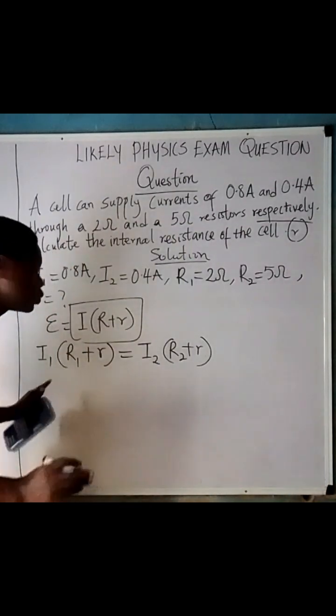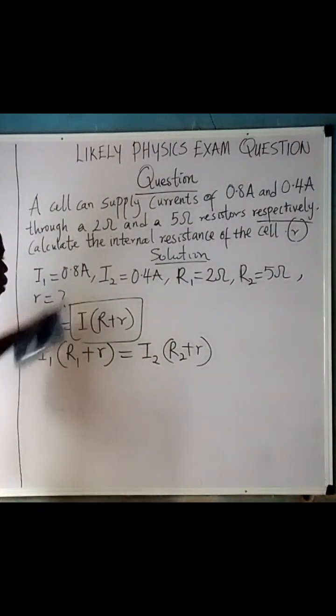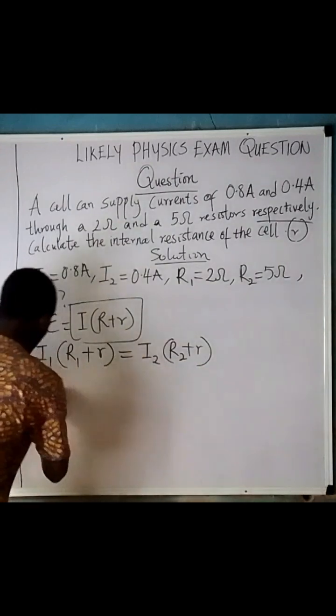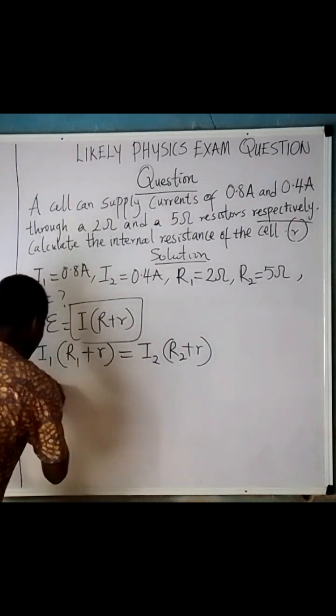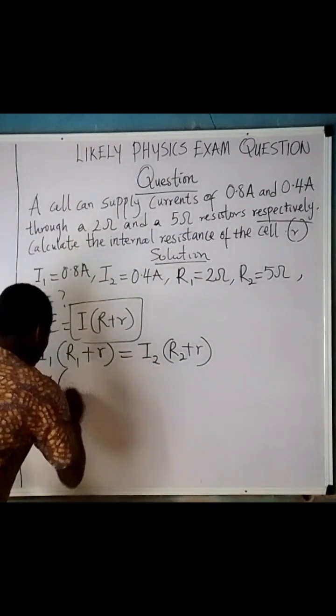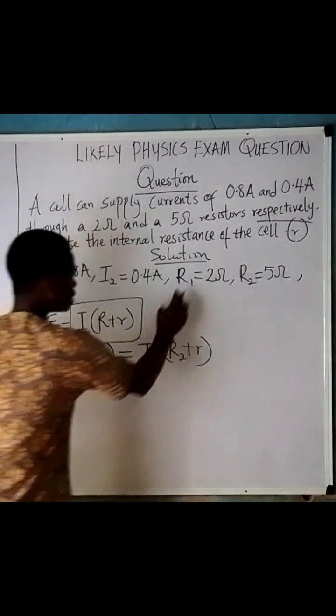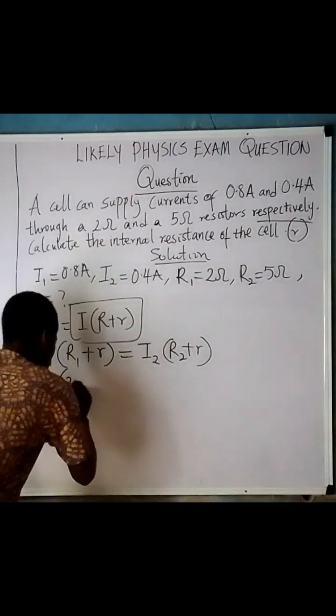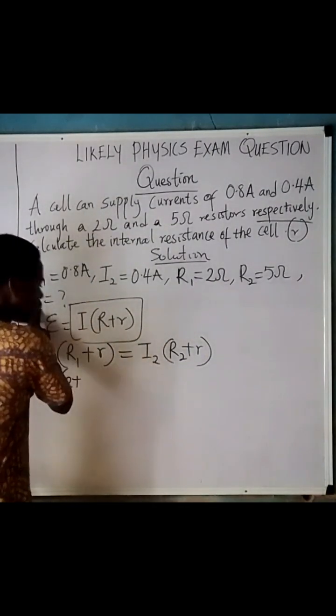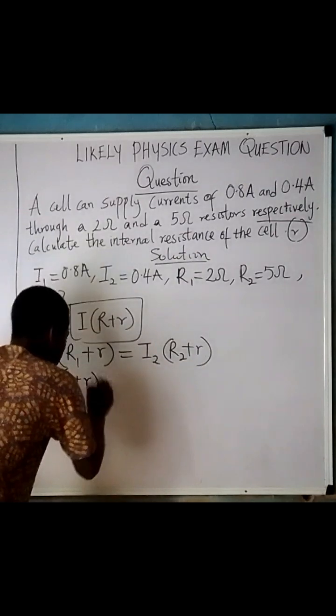So watch out, what do we do from here? Do we have a value for I1? Yes. So we'll put it here: 0.8. They said it's 0.8 if you observe. In bracket, what's our value for R1? They said it's 2 ohms. So we'll say 2 plus our value for small r. We don't know it yet, so we'll leave it as that.